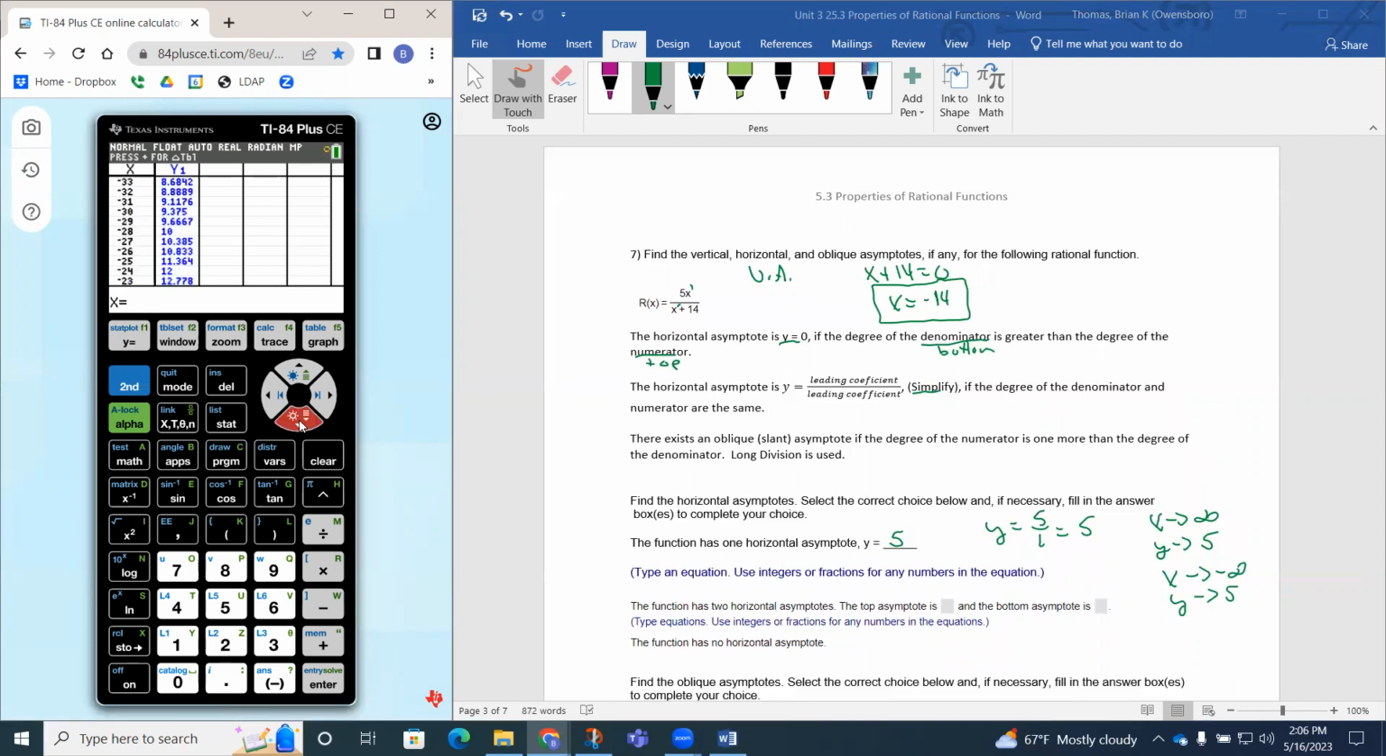Okay, so we're getting closer there. So notice that at negative 14, we got that error. That's going to tell us that there's a domain restriction, which also is going to represent a vertical asymptote when we're talking about rational functions.